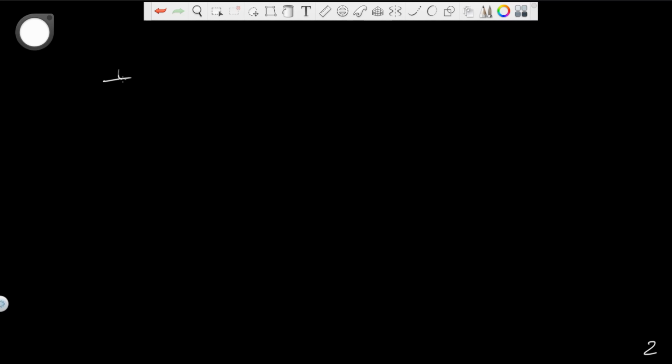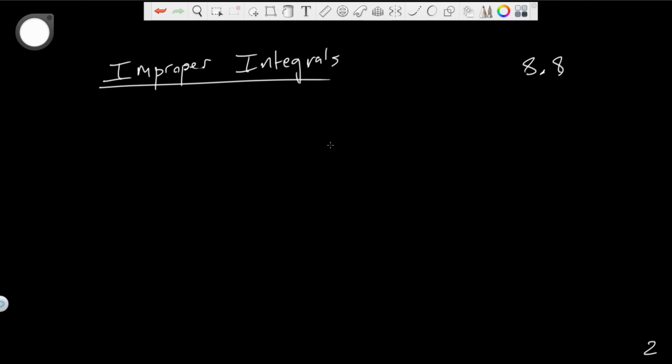Today's lesson is improper. Improper. Let me fix that. Come on, eraser. Improper integrals. What we were just looking at was an improper integral. This is section 8.8. And in this video, we are going to look at two types, type 1 and type 2. There are two types of improper integrals that we are going to be looking at.